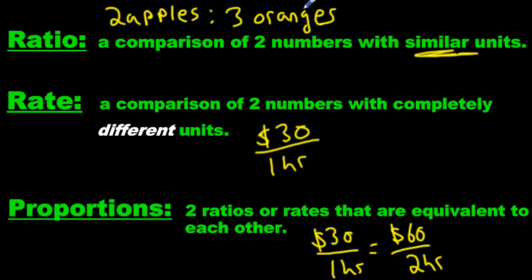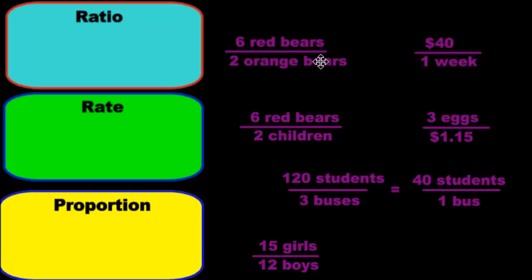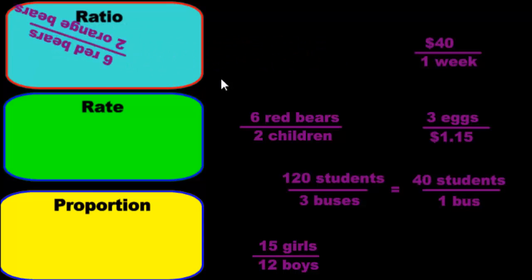We can do that with ratios. Take two ratios, make them equal, and we've got proportions. Now let's sort these out here into ratios, rates, or proportions. Look at this first one. We've got 6 red bears and 2 orange bears. Right, we're dealing with bears and bears. Doesn't matter what color. That's the same theme. It's the same topic. So that would be a ratio.